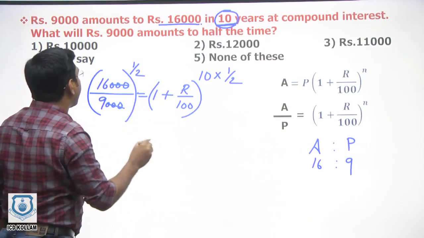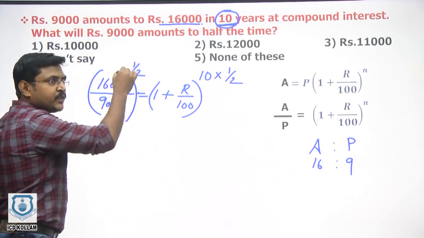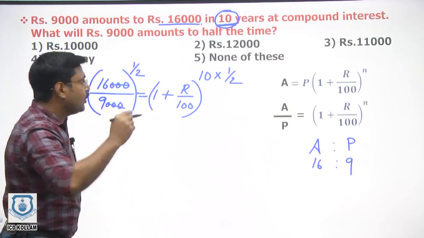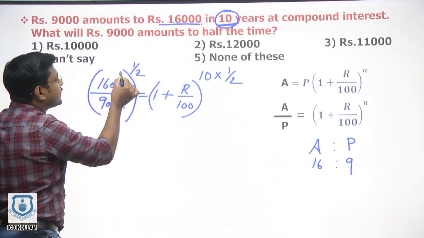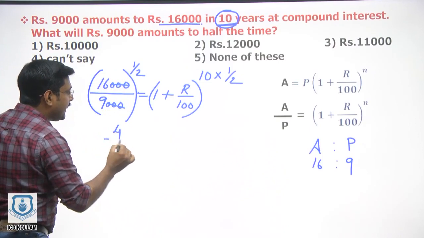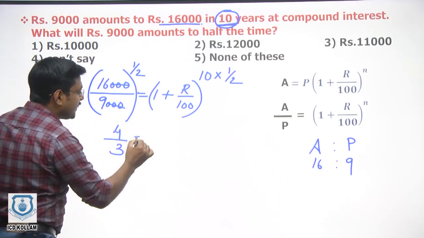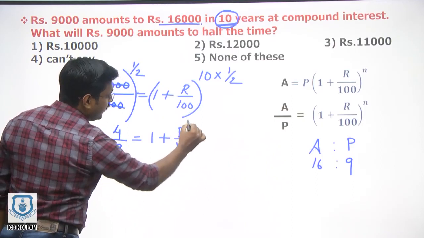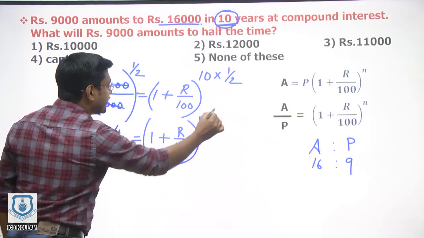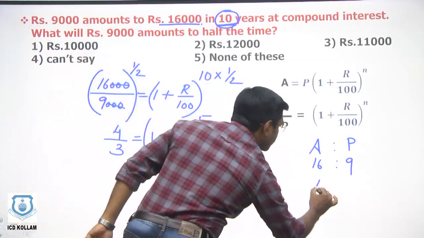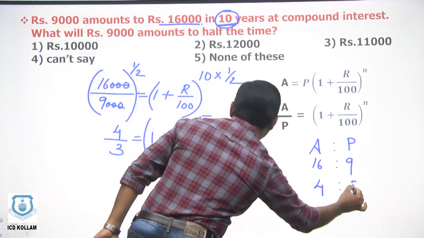As a result, something raised to 1 by 2 is the square root, right? So we can easily say that this is square root of 16 and square root of 9. Square root of 16 is 4, by square root of 9, that is 3, which is equal to 1 plus R by 100, the rate is not changing, the whole raised to 5. So in 5 years time the amount to principal ratio is 4 is to 3.